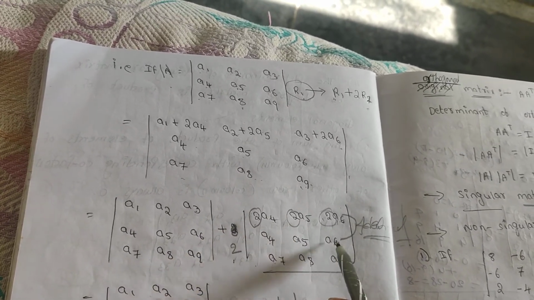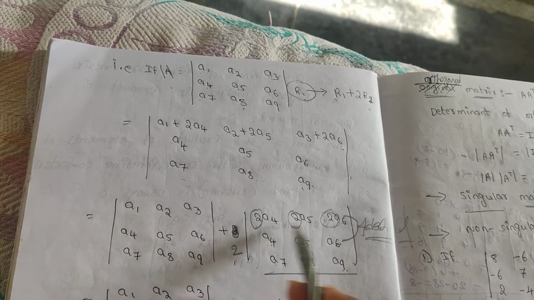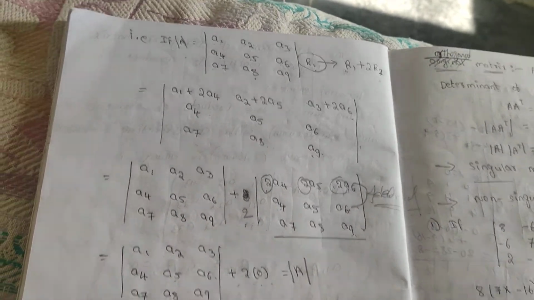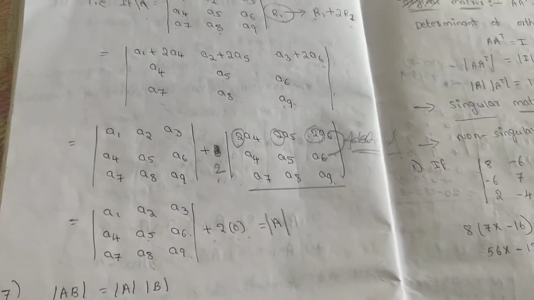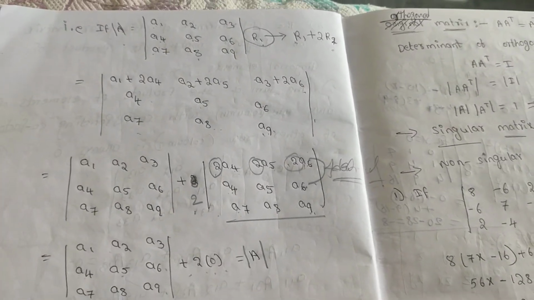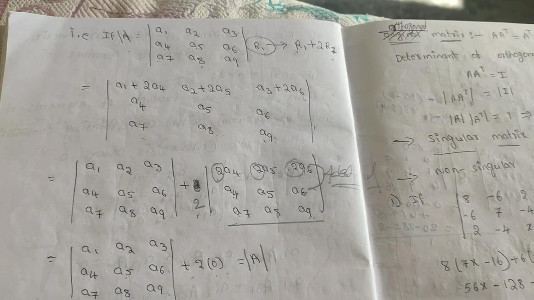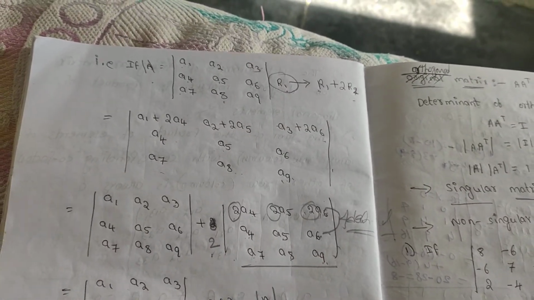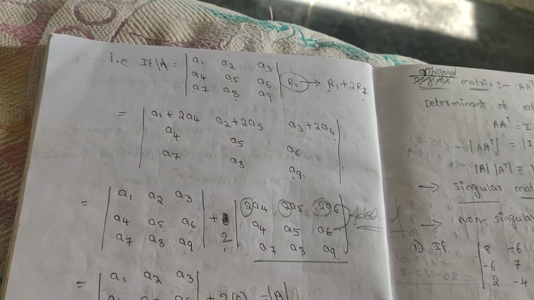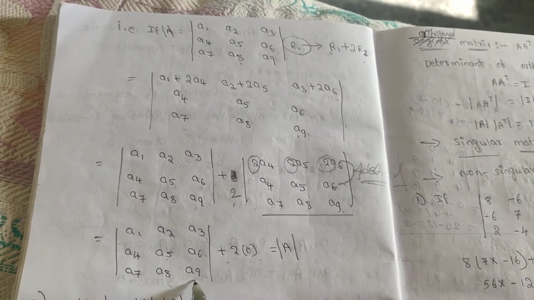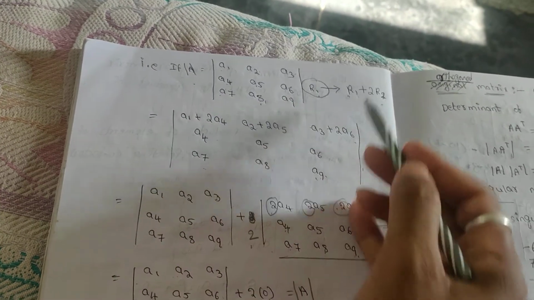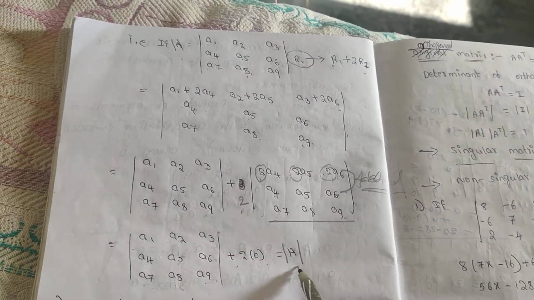See, a4, a4, a5, a5, a6, a6. So the first row and second row are identical, meaning corresponding entries are the same. I already gave that property: if any two rows or two columns are identical, then the determinant is equal to 0. So this determinant becomes 0 only. 2 into 0 is 0. So what you have is a1, a2, a3, a4, a5, a6, a7, a8, a9, the same A only. So after changing, you have the same matrix again, that is the determinant of A only.